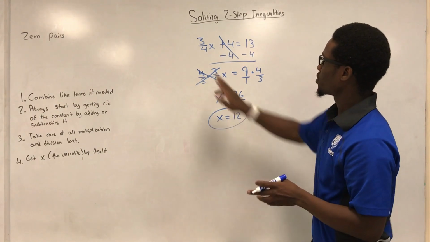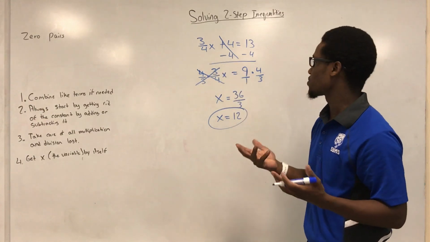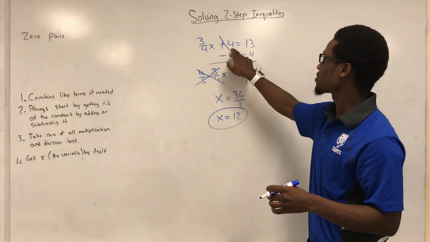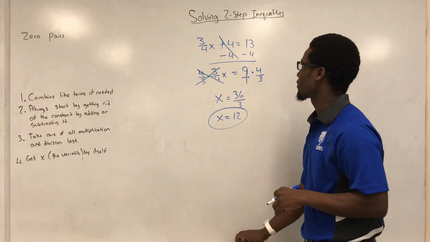See if that makes sense. What's 3/4 of 12? 3/4 of 12 is 9. What's 9 plus 4? 9 plus 4 is in fact 13.